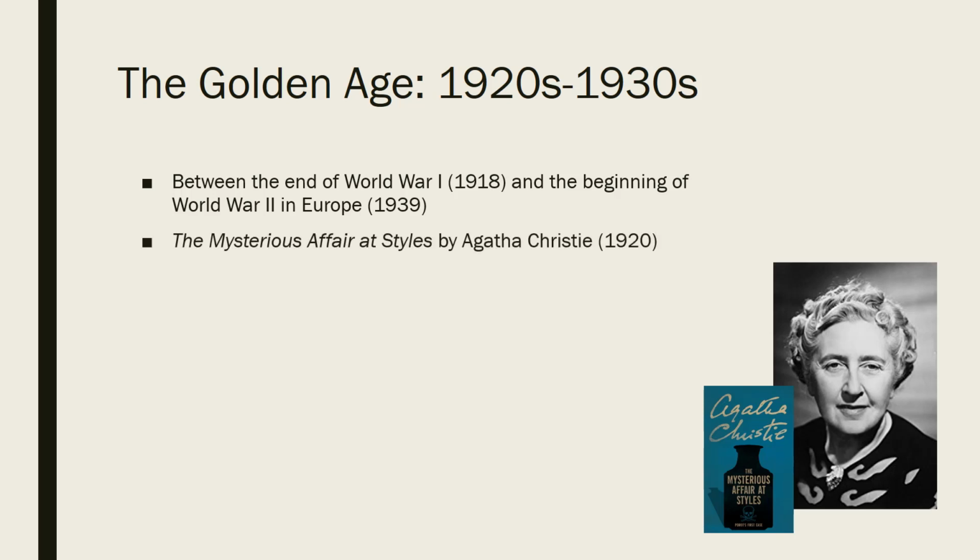Agatha Christie's novel, The Mysterious Affair at Styles, published in 1920, is seen as the first important work of the Golden Age style. Now, as we saw before in a previous video, many writers have been writing detective stories, but when this book came out, its success and style marked a change in the way we approach detective fiction.